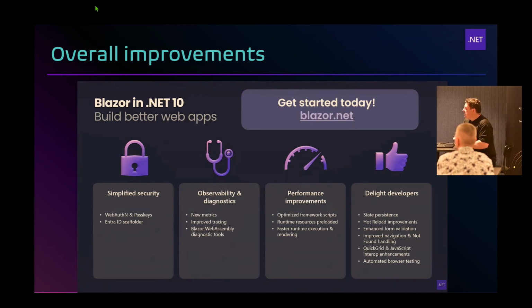And in this version for Blazor, they've worked on adding more security features. I'm going to show you how to do passwordless authentication right out of the box using passkeys without writing a single line of code. They've added more observability metrics for Blazor Server and Blazor WebAssembly specifically, and ways for you to surface that either through .NET Aspire or to get it straight out of the DevTools console in your browser.